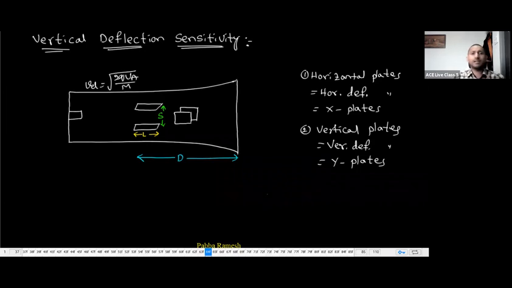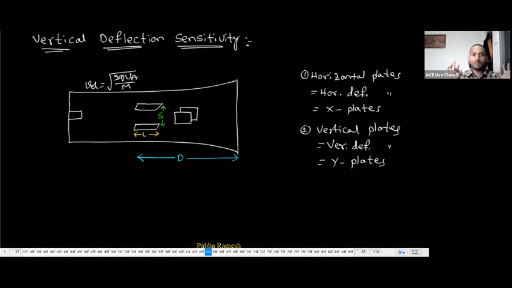In order to get vertical deflection sensitivity, we need to concentrate on the vertical plates and the corresponding screen. You know that the velocity of the electron beam at the final anode, the third accelerating anode, is root 2 QVA by M. These are called the vertical deflecting plates, simply vertical plates. These are called the horizontal deflecting plates, simply horizontal plates.